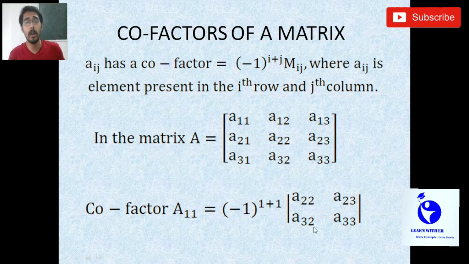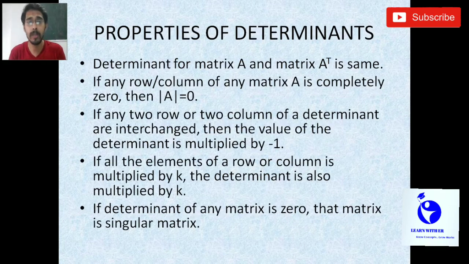Now in order to figure out the determinant, the cofactor plays a vital role, because we are going to find out the cofactor, otherwise we won't be able to find out the determinant. So now before we start on with the determinants, let us talk about some of the properties of the determinants. The first one is determinant for a matrix A and a matrix AT is same.